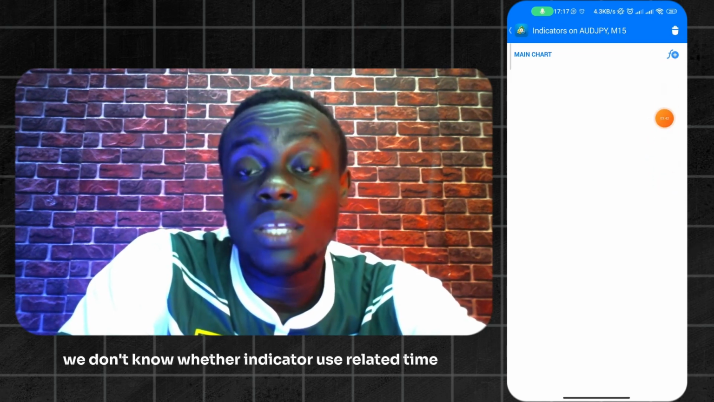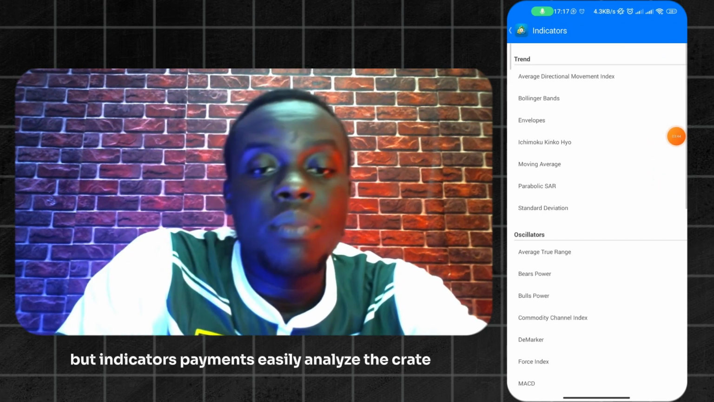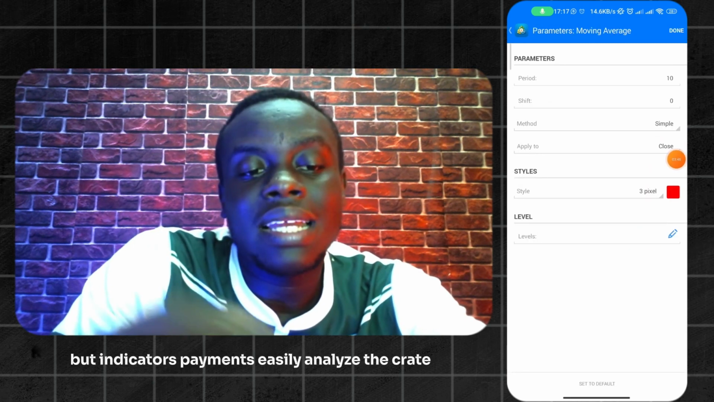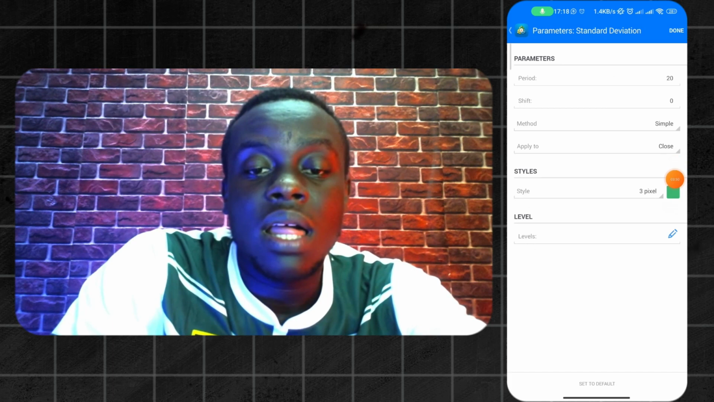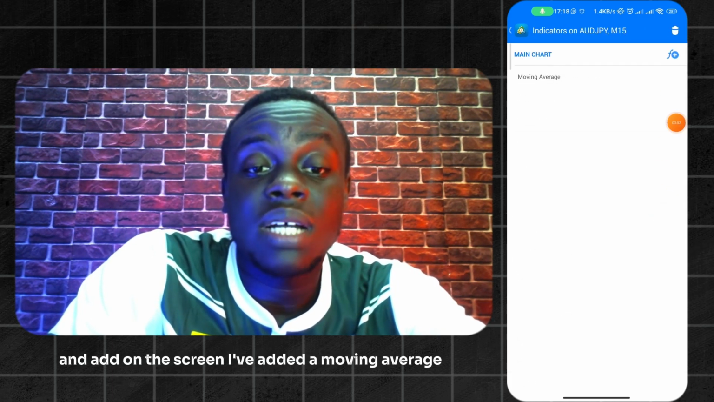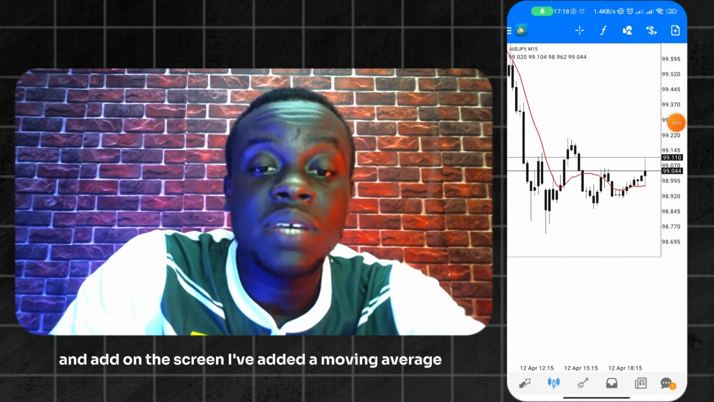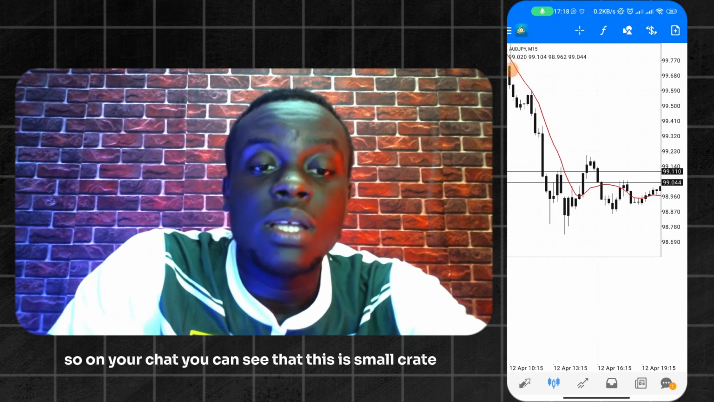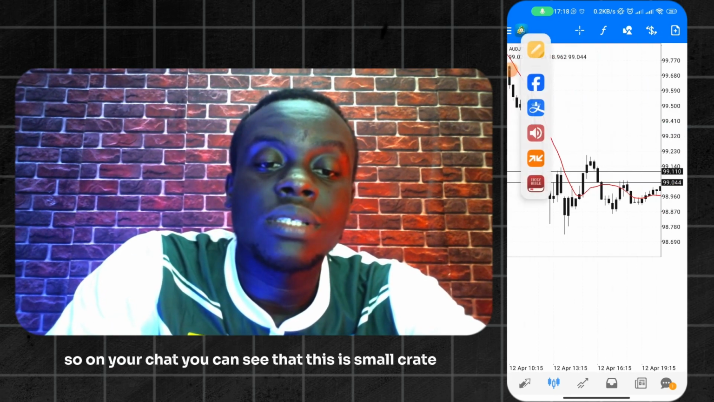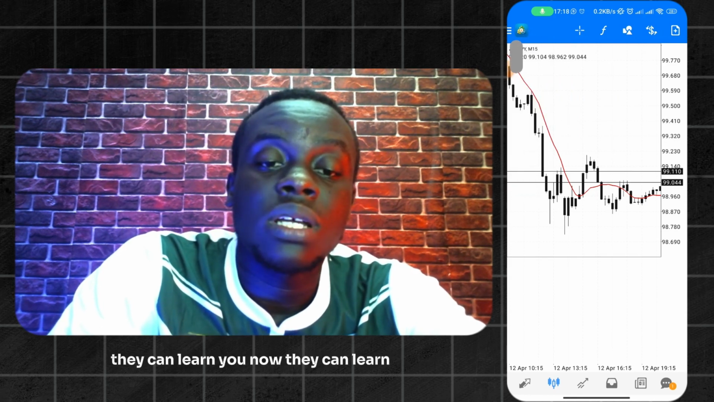If you don't know what an indicator is, you will learn it with time. But indicators permit you to easily analyze the trade. You can just type on any indicator, add the different values that you need, and add it on the trade. I've added the moving average. You see, I've added here a red line to analyze my trade. So on your chart, this is a small trick that you can learn now.